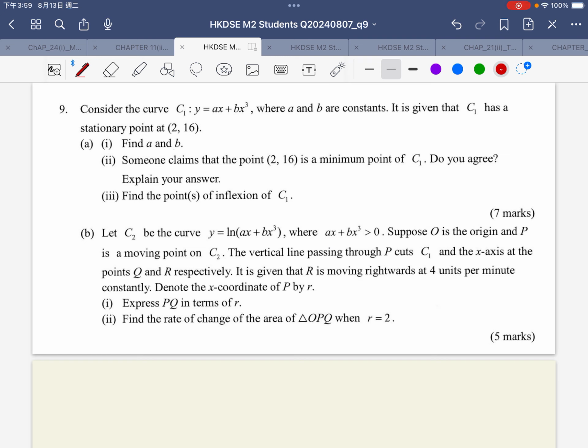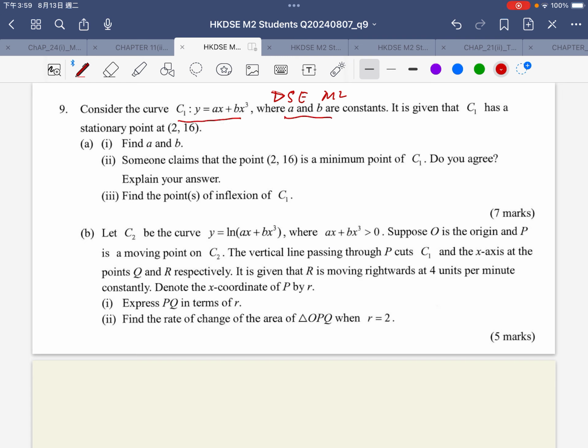Today's question is about differentiation. It comes from one of my students, and it is his exam question, a DSE M2 question. Okay, let's go into this question.